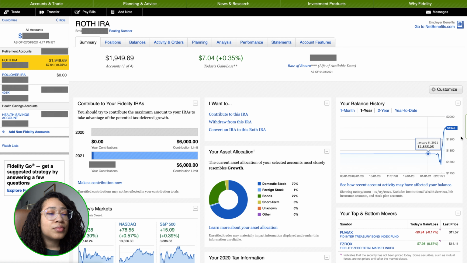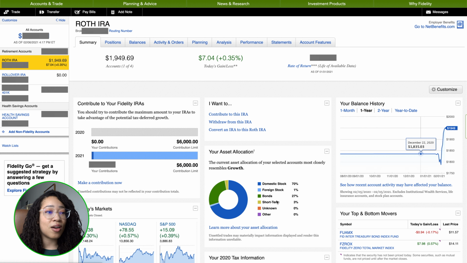So that's my balance history. And if you go over here, here's the asset allocation. And this was really important. Right now it resembles growth. You can see the majority of my money or my stocks are in domestic stock, a little bit in foreign stocks, and 27% in bonds. I'm not telling you that these are the right percentages. I am not a financial advisor or anything, so don't take my word for it. But this is what mine looks like right now.